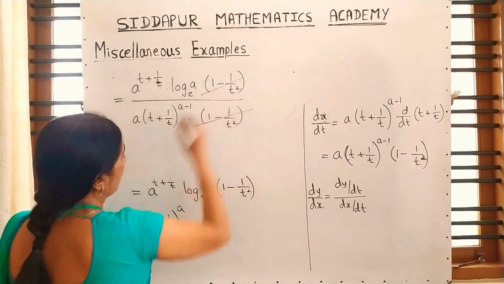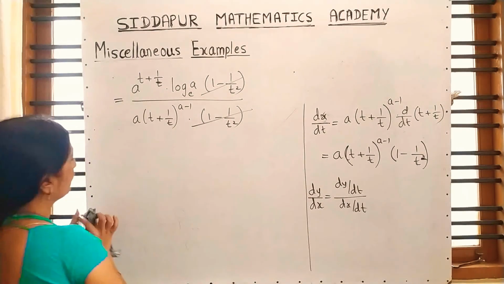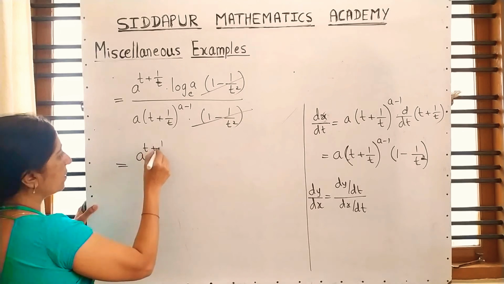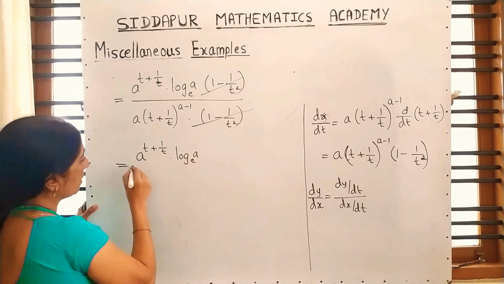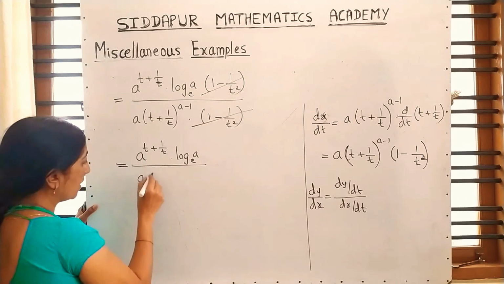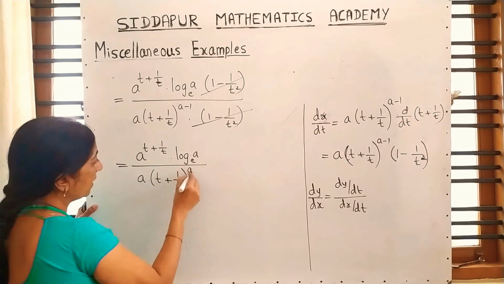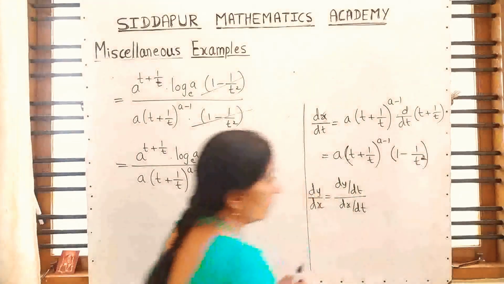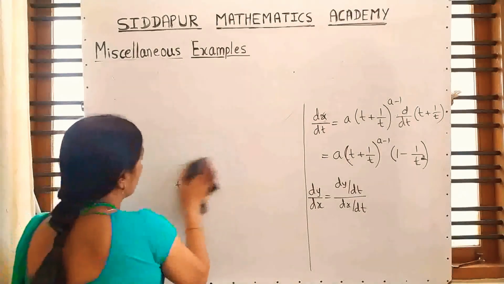See, these two brackets get cancelled. What is remaining? a raised to (t plus 1 by t) log a to the base e divided by a into (t plus 1 by t) raised to a minus 1. This is the required answer. Very simple. Moving to the next question, that is question number 9.